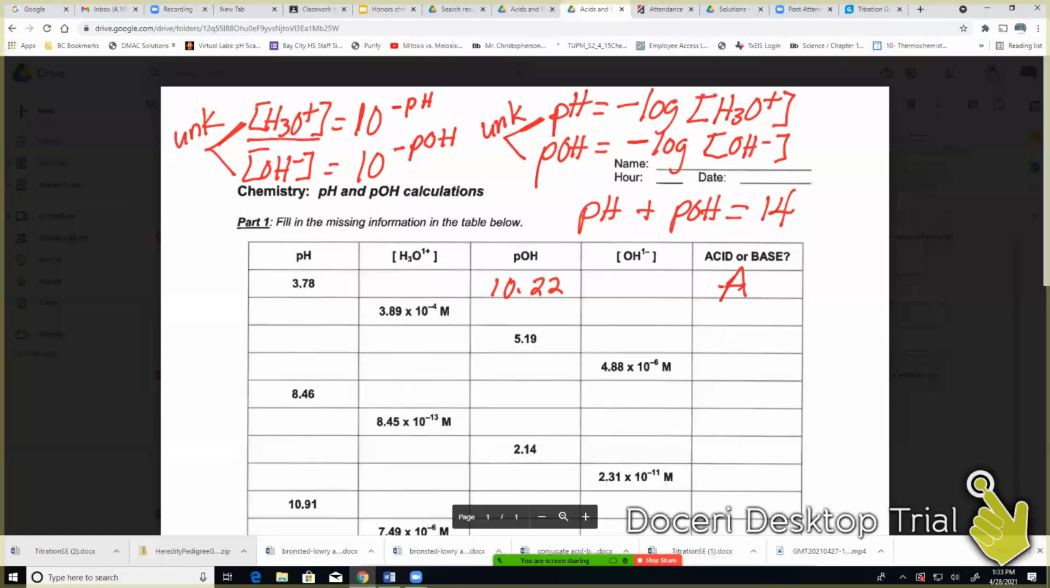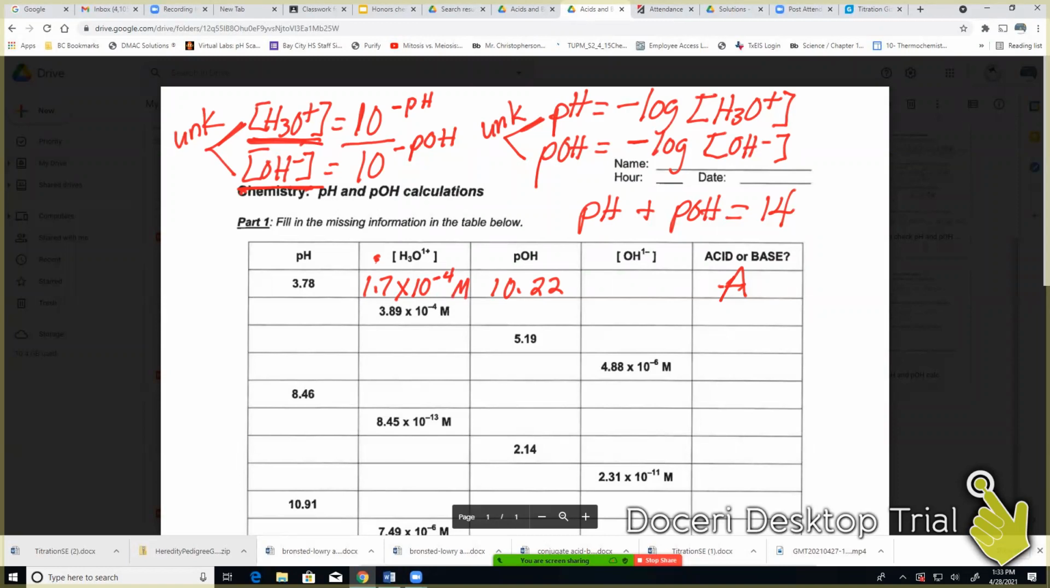So now I have everything. What I'm missing are my concentrations. So now that means I'm going to be looking over here for these formulas. So my first one, my H3O plus. I'm going to have to do 10 raised up to my negative 3.78. And I get 1.659. So I only wanted 2 sig figs, so I would say 1.7 times 10 to the negative 4. And then since it's a concentration, I would put M for molarity.